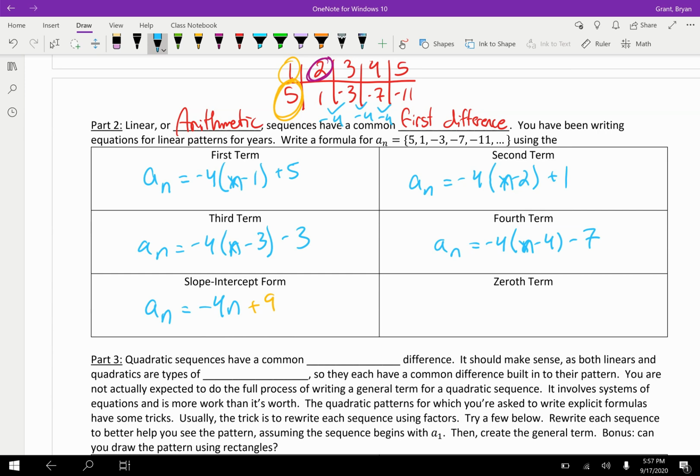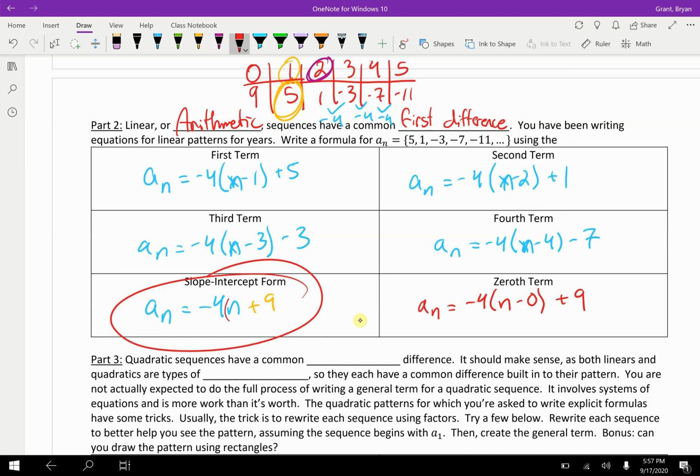Last but not least, the 0th term. I think that just involves us moving backwards in the table over here, and we probably have to work with this formula. We'd have to add 4 to move to the left. 4 plus 5 is 9. So I think this would be -4 times n minus 0 plus 9. But isn't that just the same as slope-intercept form, right? In slope-intercept form, you could always put a minus 0 in here. It doesn't change anything. Yeah, 0th term and slope-intercept form are exactly the same.